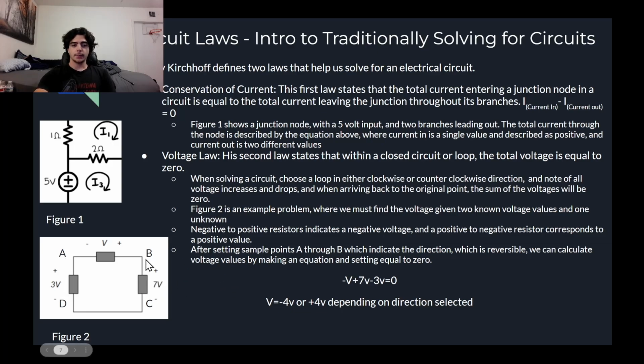So going from A to B, we have a negative to a positive, that means a negative value. From B to C, we have a positive to a negative, that gives us a positive value. And from D to A, we have a negative to a positive, that gives us a negative value. Now we put all of these values into an equation, and we set them equal to 0, and we solve for the unknown V, and we get negative 4 volts, or positive 4 volts if you went in the ADCBA direction.